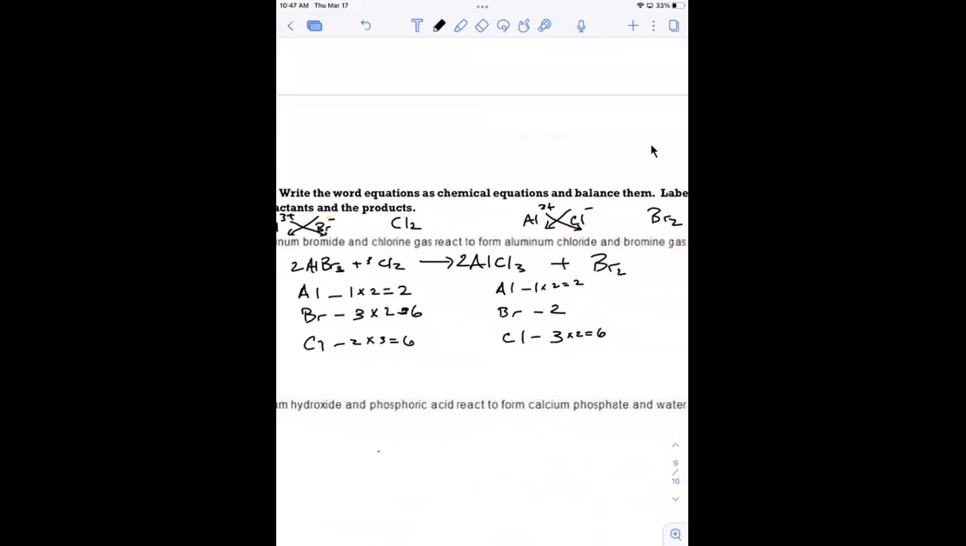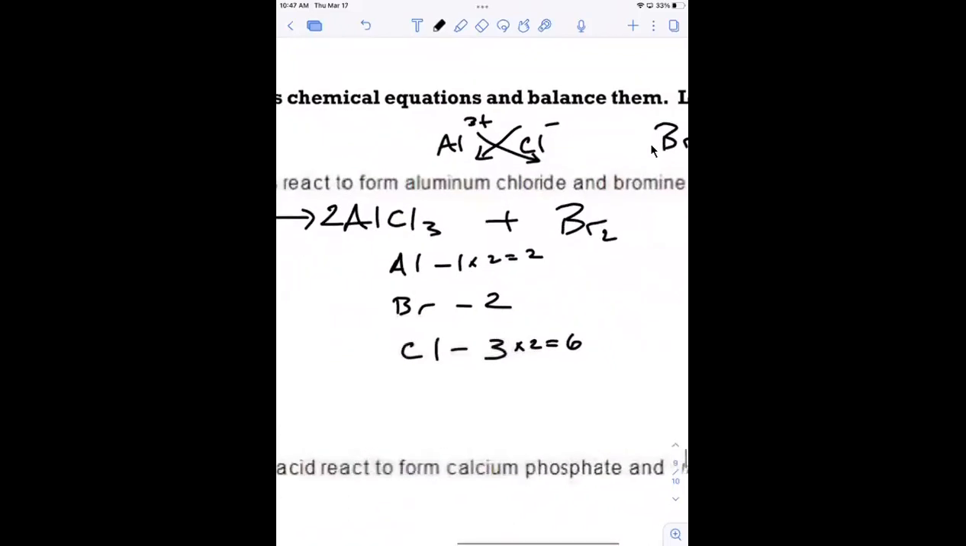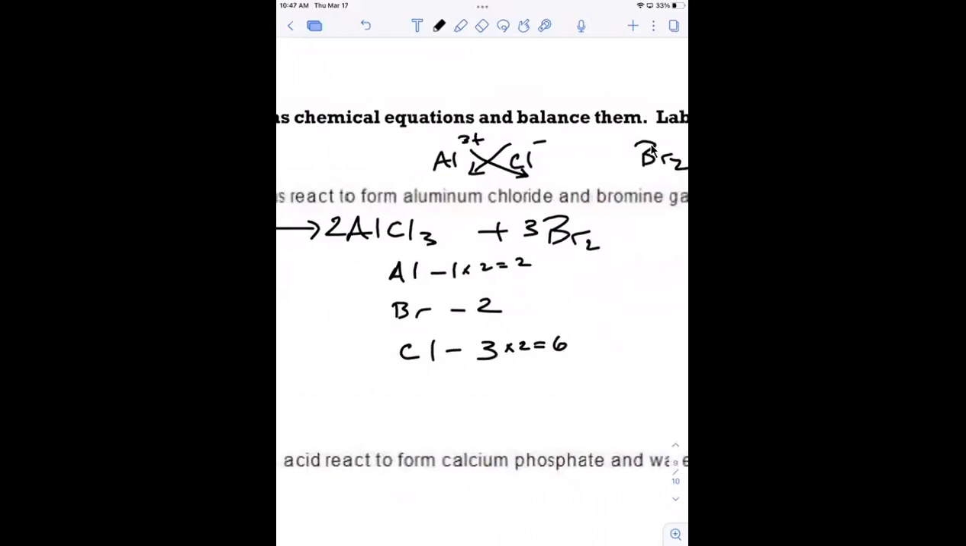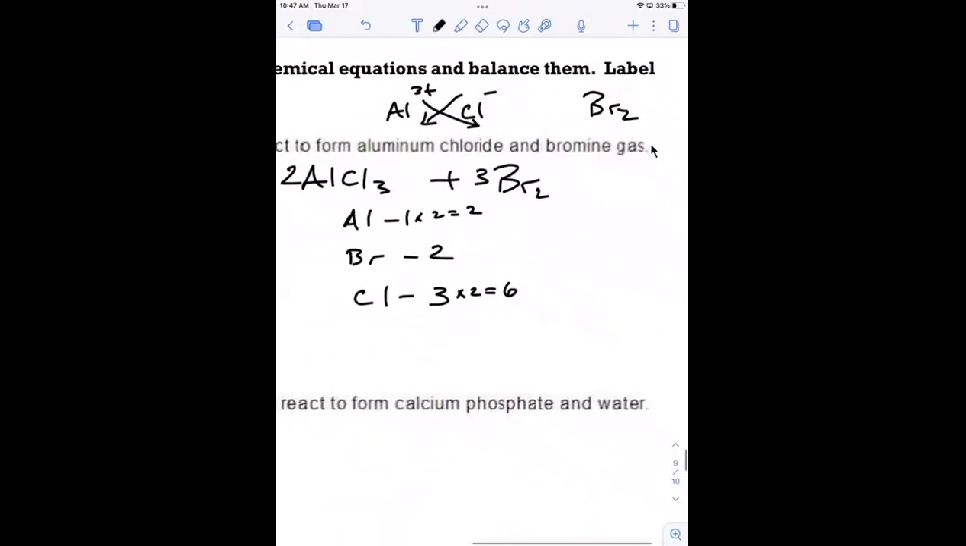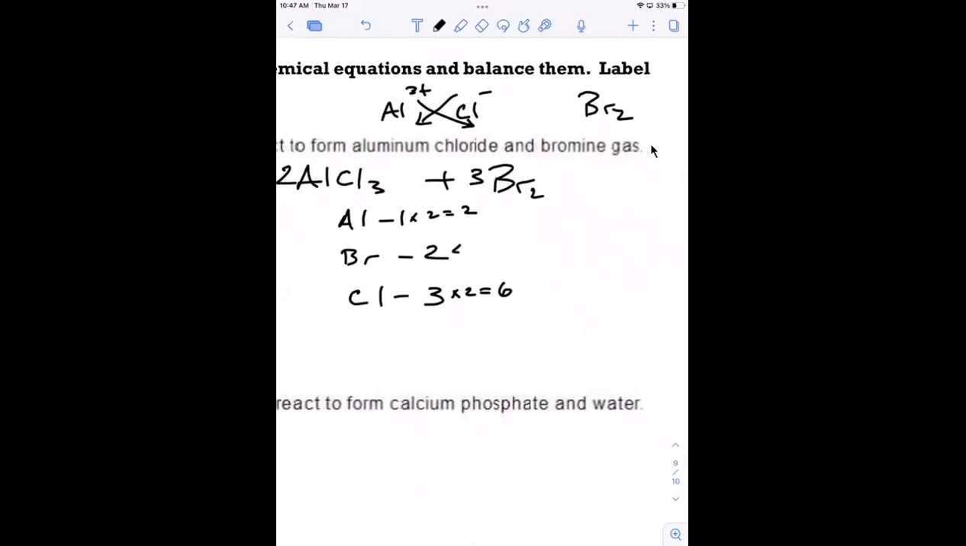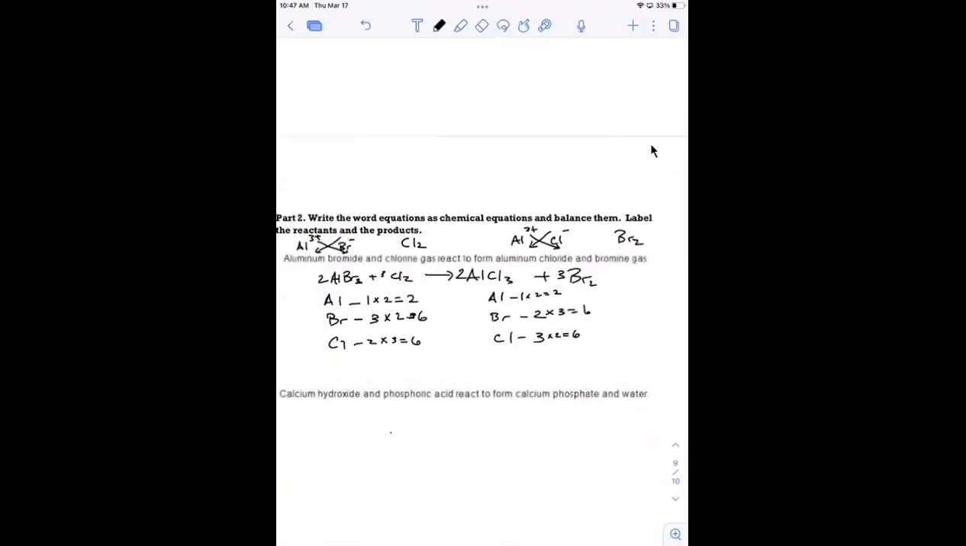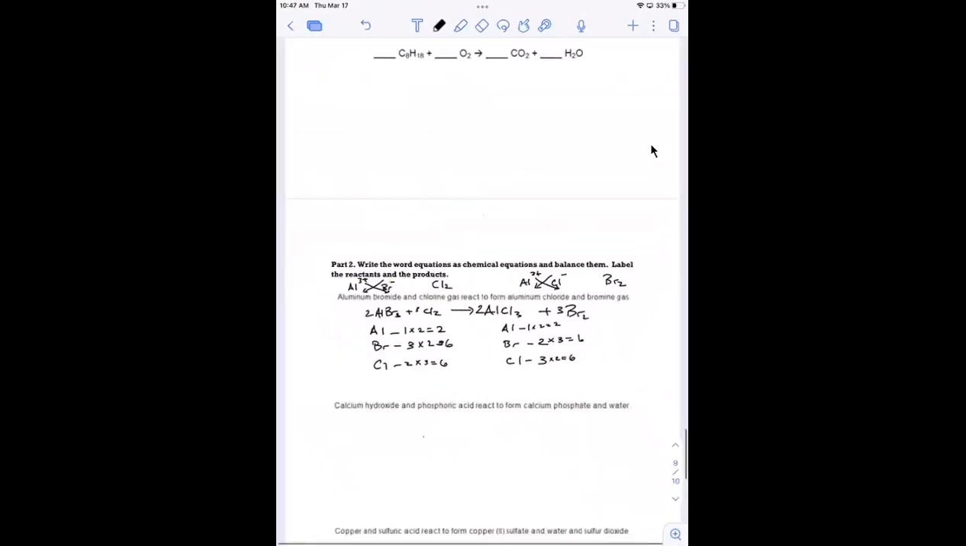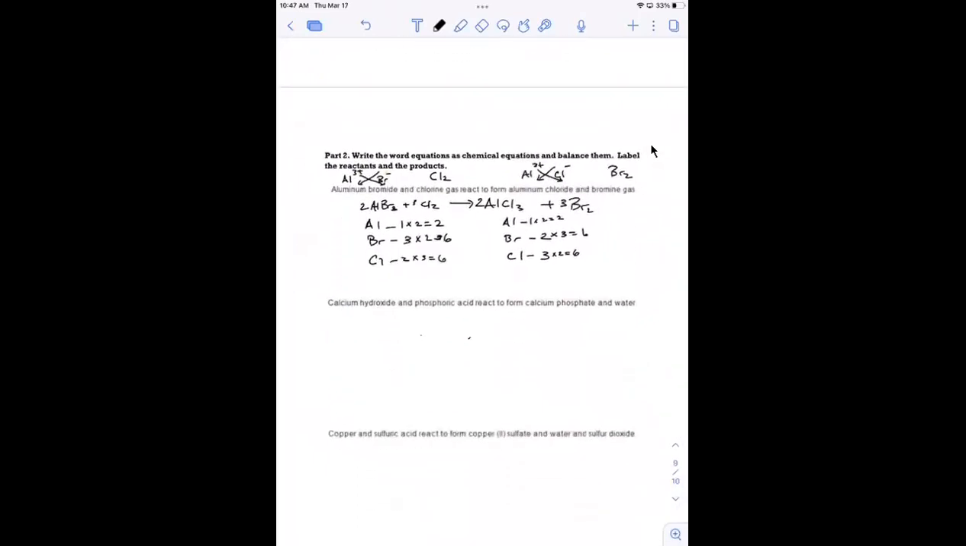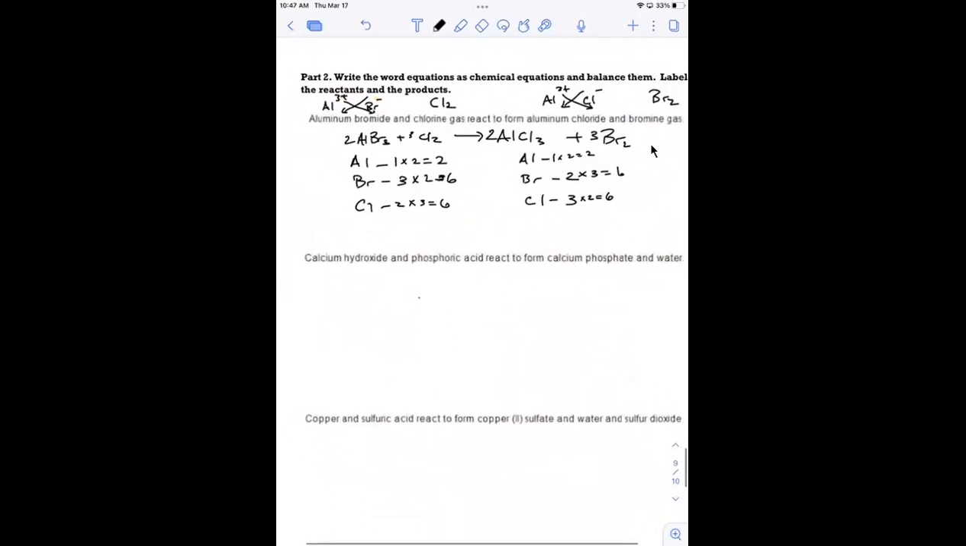All right, so what do we need to do on the other side to the Br2? Put a 3 in front of it. Put a 3 in front of it. And that'll take that up to 6. All right. Let's do that second one and then we'll stop.